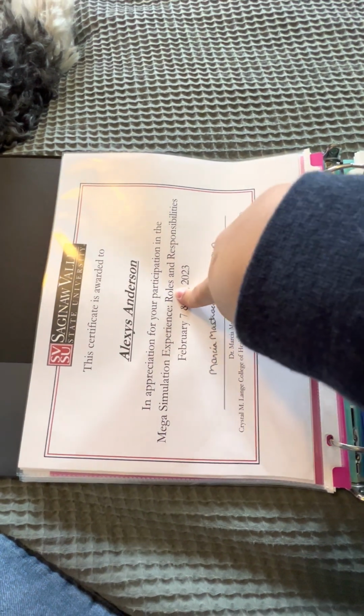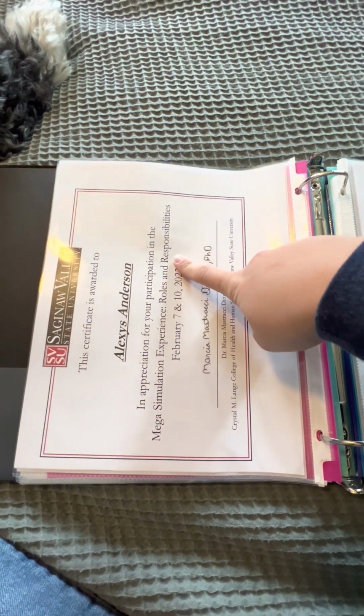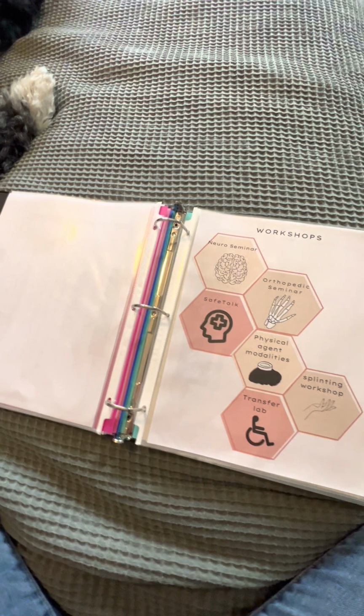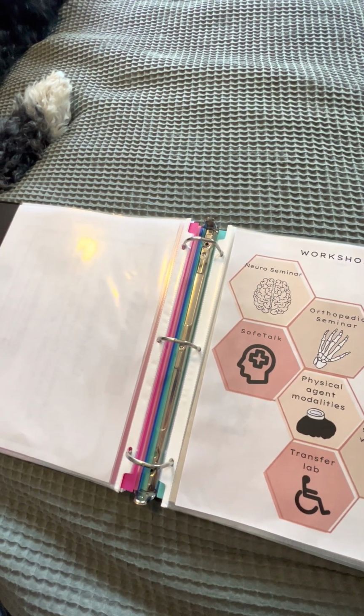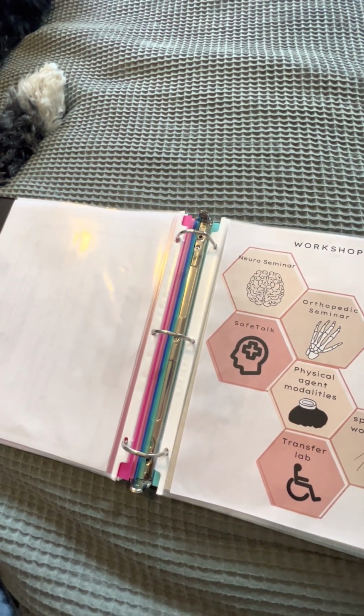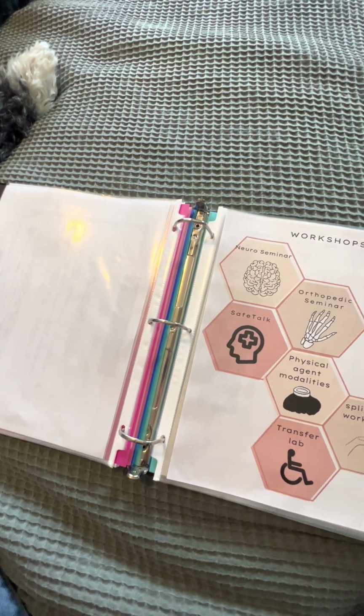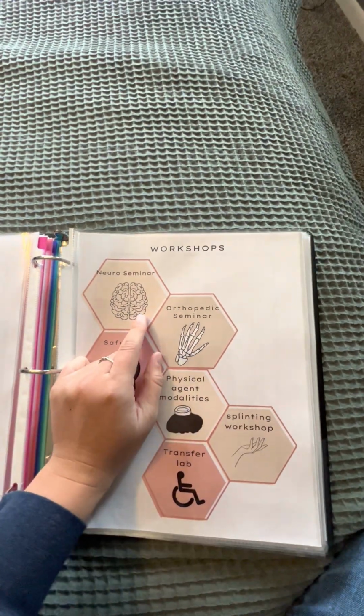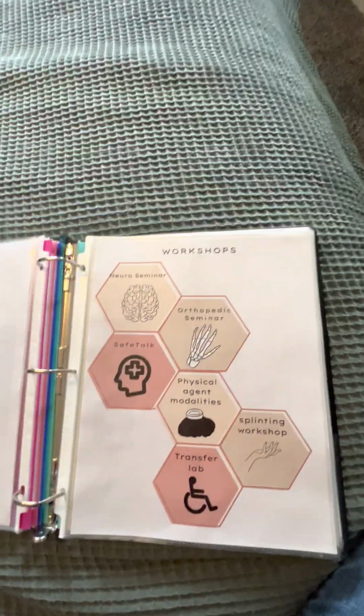And then this certificate is my mega simulation, and I like how it says this one was about roles and responsibilities. This one was values and ethics. And then I've done 5 mega sims, so I should have at least 2 more certificates, but they're not in my email. So once I track those down or figure out how to get them sent to me, I will be adding those as well.